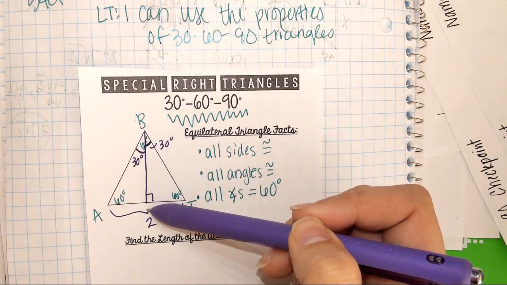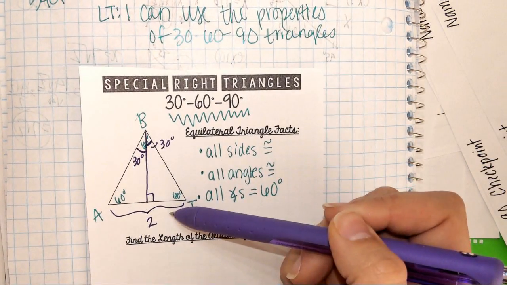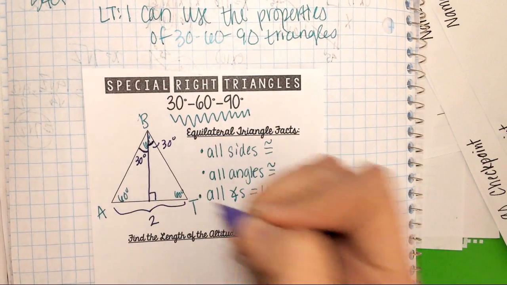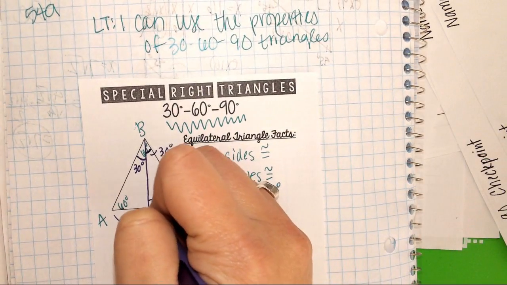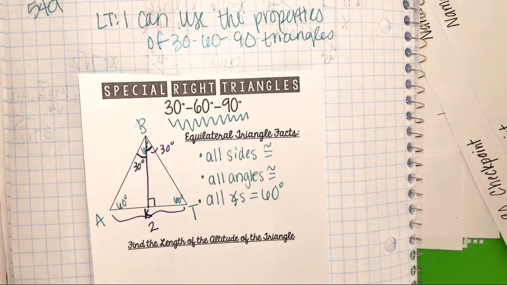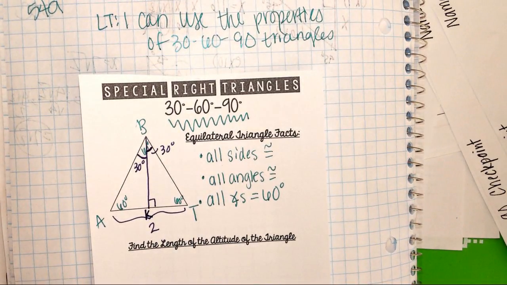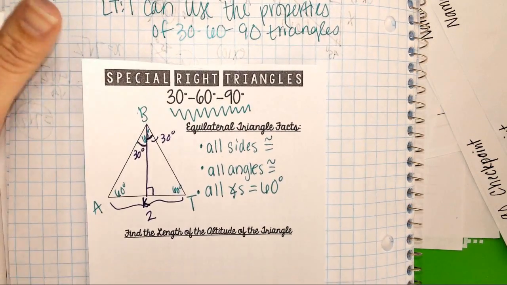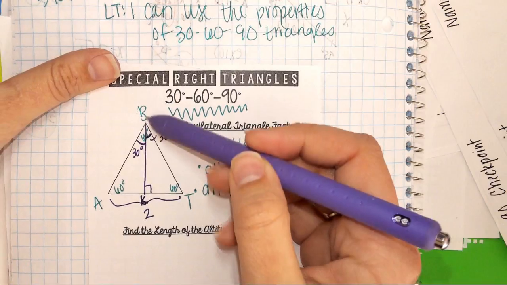Now, it also cuts this side right here in half. So we're going to call this K. And what would AK be? Why? Because it's in half. And half of 2 is 1. Awesome. So now we're going to find the length of this altitude.